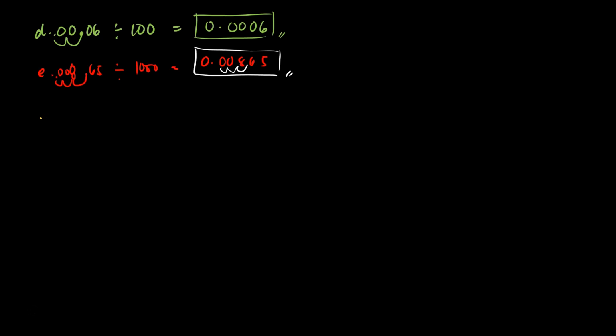Okay, let's have letter F. So, we have 47 divided by 10. Okay, so, ilan ang movement? Ilan ang zero? Isa. Ilan ang movement ng decimal point to the left? Isa. Dahil whole number yan, ang decimal point ay nandito. So, to the left, isa. So, the answer is 4.7.